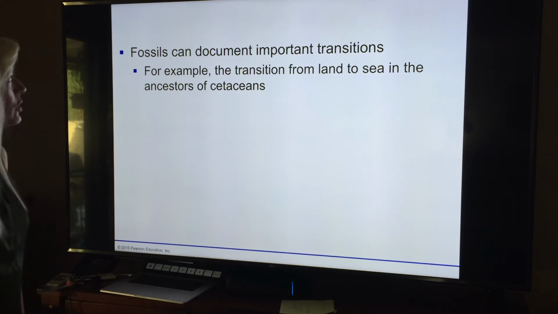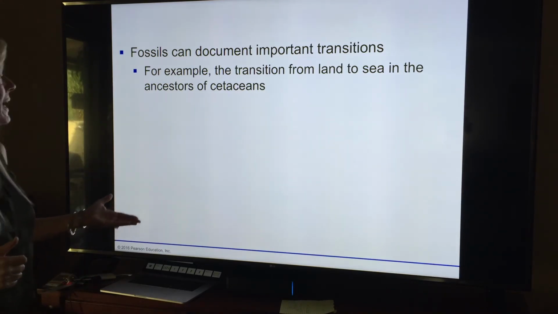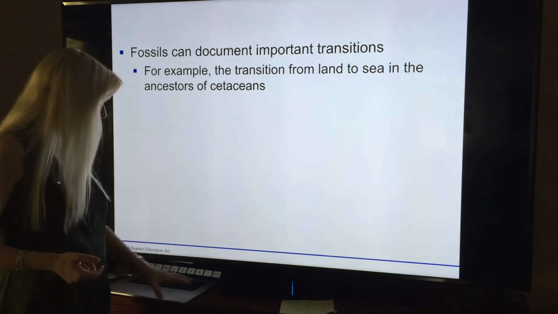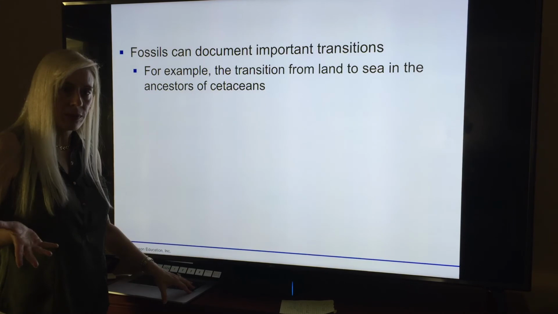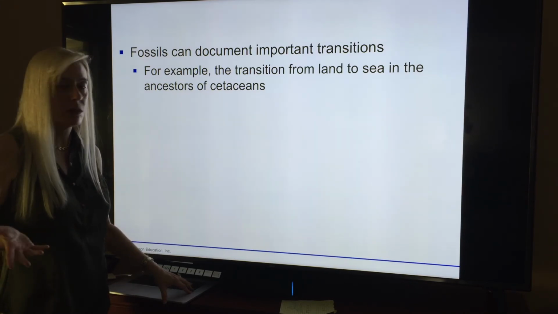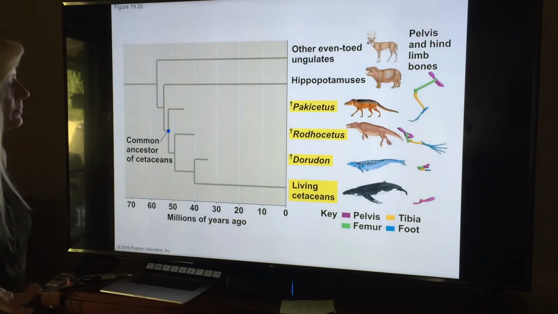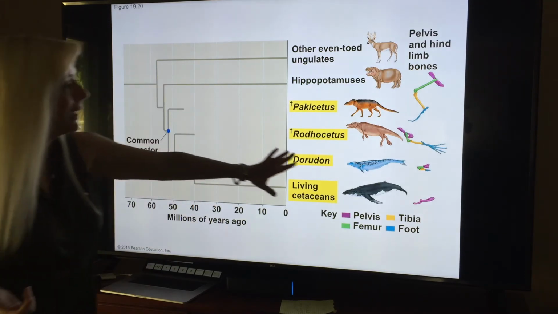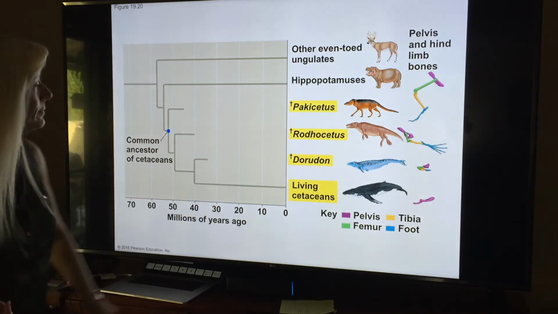So, fossils can document important transitions. For example, the transition from land to sea and ancestors of cetaceans. Cetaceans are toothed whales. So, dolphins, killer whales, orcas, that type of thing. Okay. So, living cetaceans, looking at, once again, the bone structure.